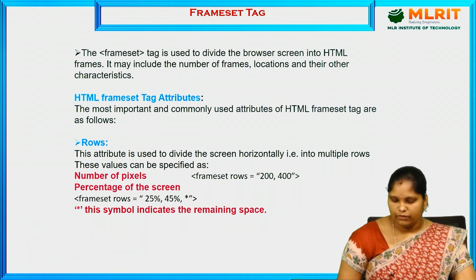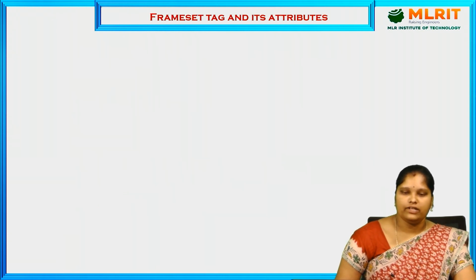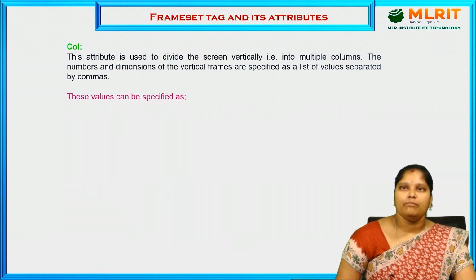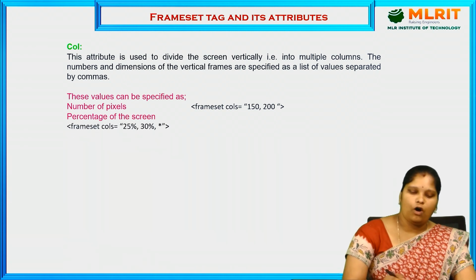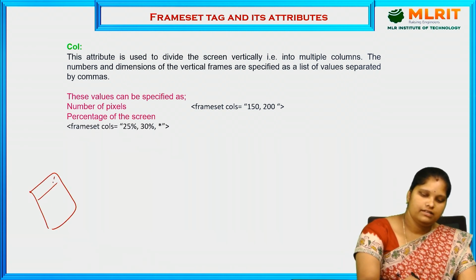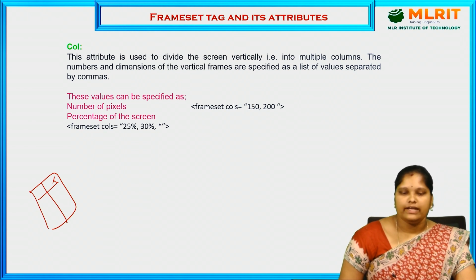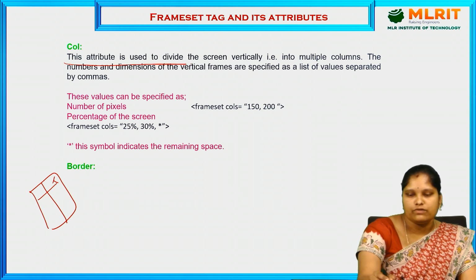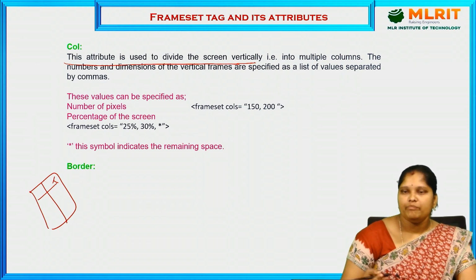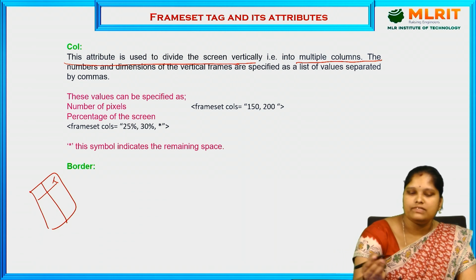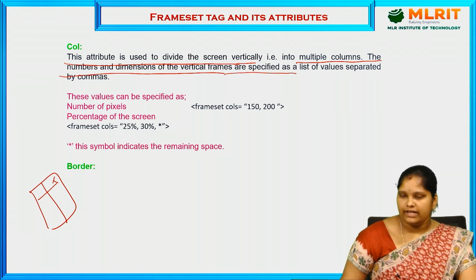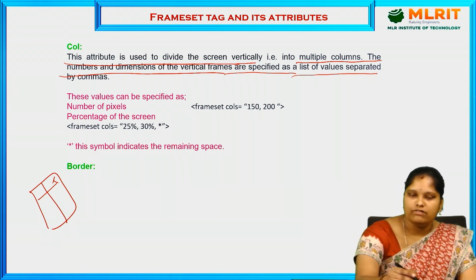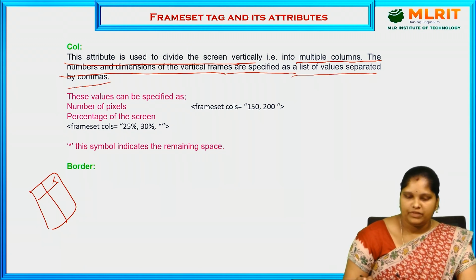And next attribute, what is frame set tag? Next attribute is columns. Columns means if you want to divide the frames into columns like this, I need to divide the window like this. This attribute is used to divide the screen vertically into multiple columns. The number and dimensions of the vertical frames are specified as a list of values separated by commas.